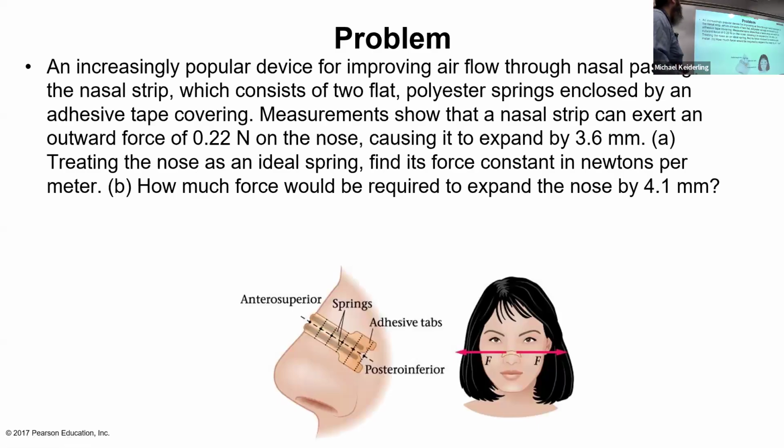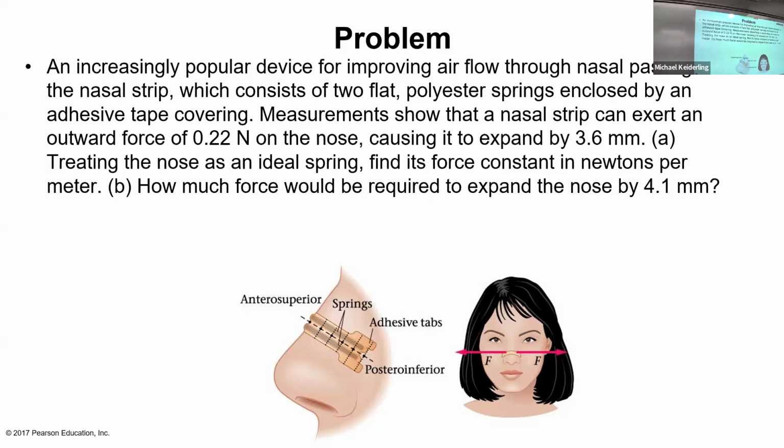So here we have a device for improving airflow through nasal passages. This is a nasal strip, which is 2 flat polyester springs enclosed by adhesive tape covering. The nasal strip exerts an outward force of 0.22 newtons on the nose, causing it to expand by 0.36 millimeters. Treating the nose as an ideal spring, find the force constant in newtons per meter, and how much force would be required to expand the nose by 4.1 millimeters.